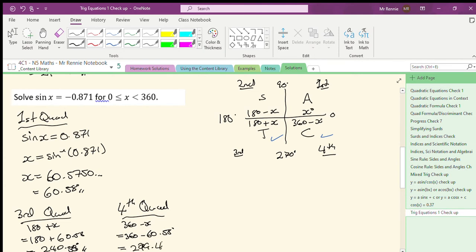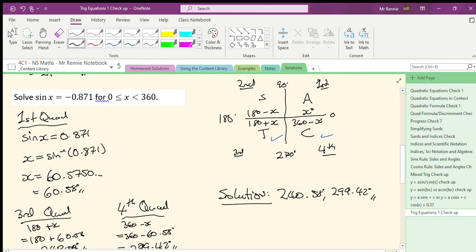299.42 degrees. Okay, therefore my solutions this time, and this is why we always get you to write your solutions out, it's even more important in this case, because not all three numbers that we've had to work out are my solutions, it's the numbers that were in the third and fourth quadrant as we've ticked them. So it's 240.58 degrees and 299.42 degrees there. Okay, so there are my two solutions for that question. So that was the second example to be filled into your notes.